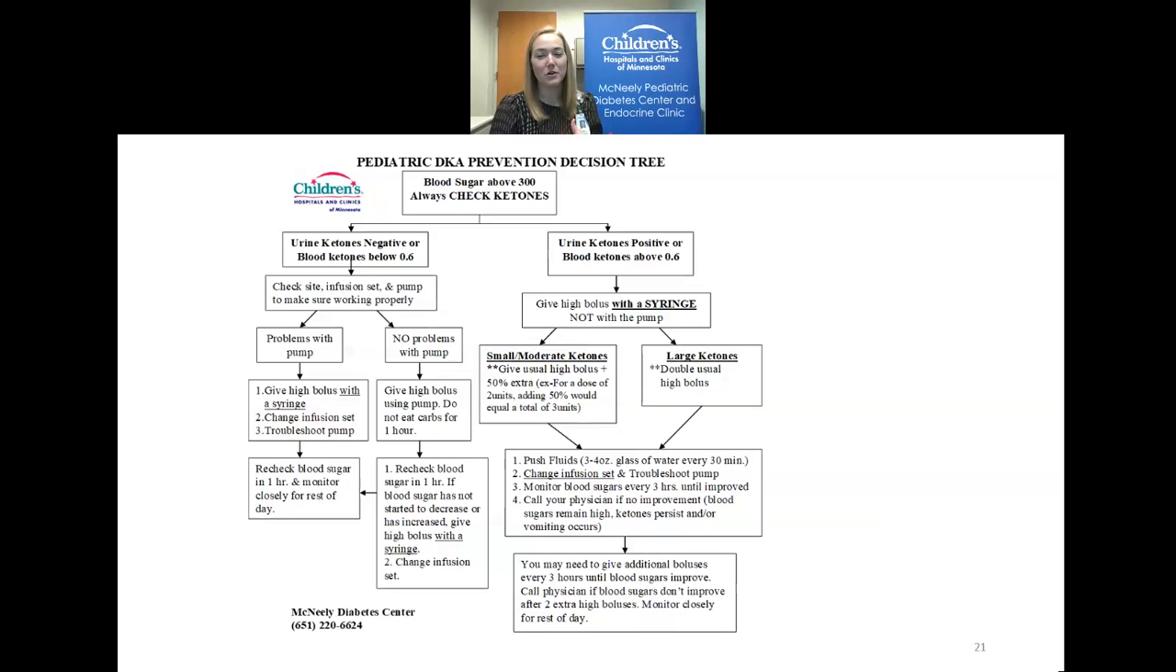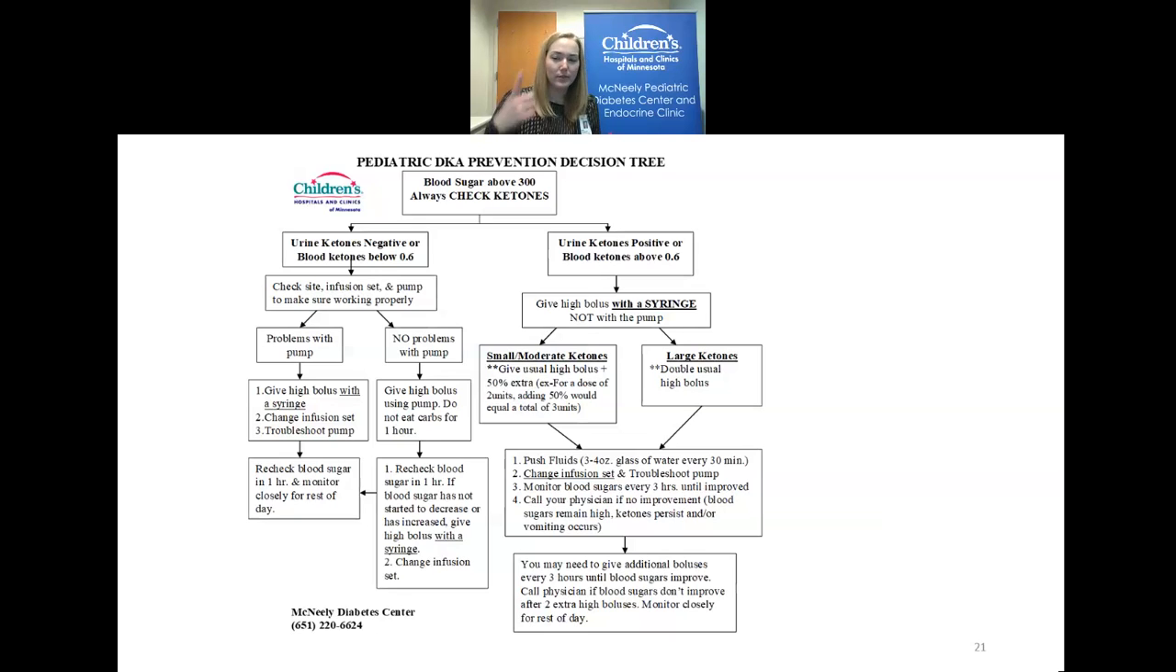Whatever that ketone result comes back as, we're going to go back to the dose calculation boxes, figure out what extra high dose you need, and keep going through. We want to keep checking for ketones until ketones come back negative twice, at least 3 hours apart, just to really confirm that ketones are gone out of there.